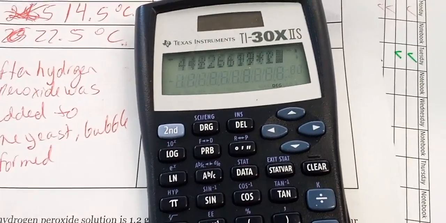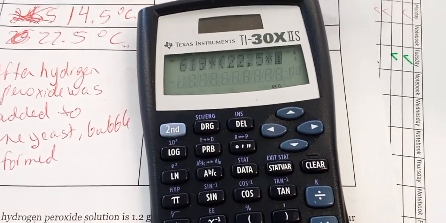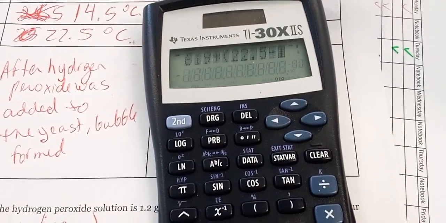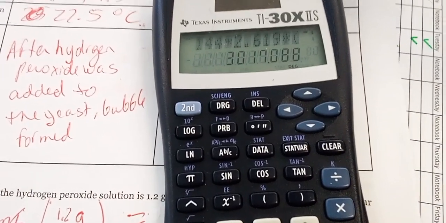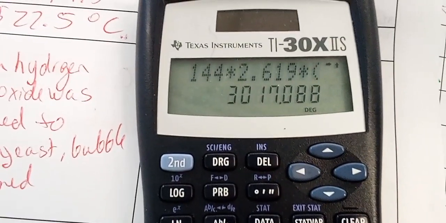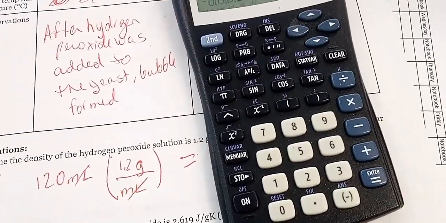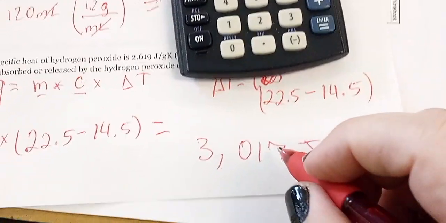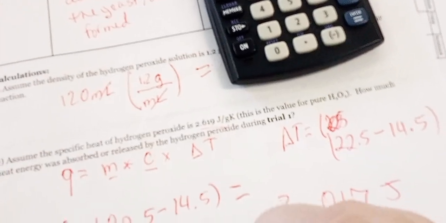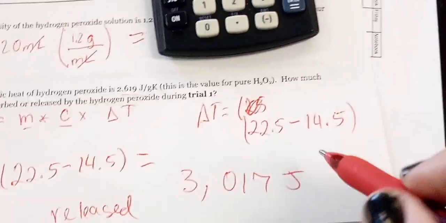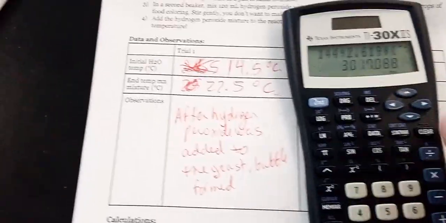Clear. So we're going to put 144 times 2.619 times parenthesis 22.5 minus 14.5. That's equal to 3017. So this will be 3017 joules, and this is going to be positive. It is being released. This is the energy released. So this amount of energy was released. This is what caused the temperature to increase in the experiment.